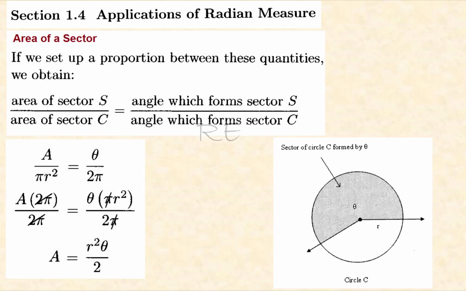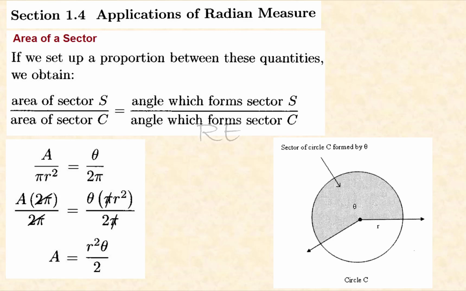To find the area of a sector, we need to set up a proportion. The area of the sector is to the area of the circle what the angle formed by the sector is to the central angle of the circle. We call the area of a sector A. A is to pi r squared what theta is to 2 pi.